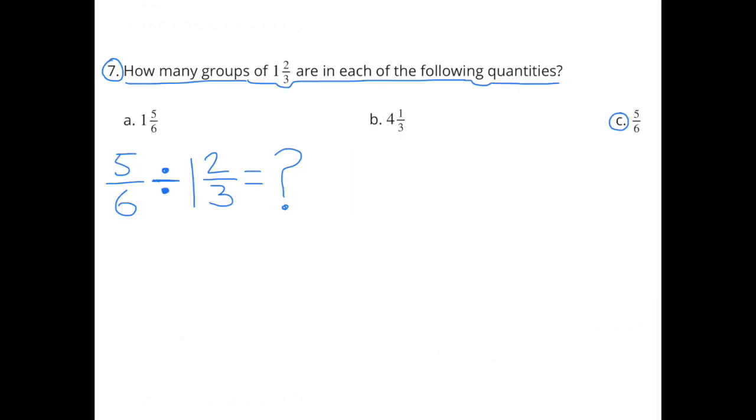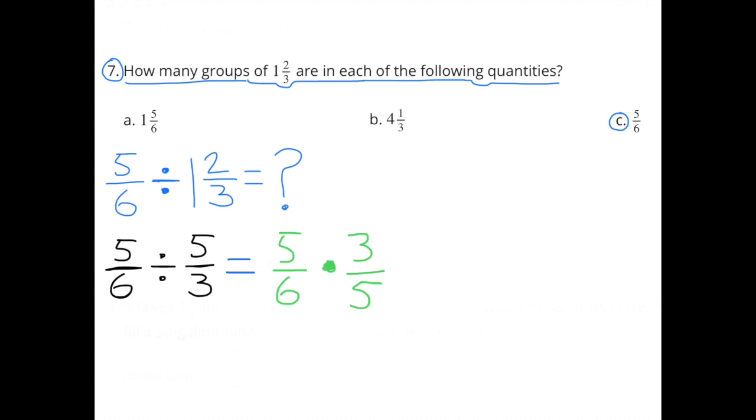C. How many groups of 1 2/3 are in 5/6? 5/6 divided by 1 2/3 equals what number? That could be rewritten as 5/6 divided by 5/3, which is the same as 5/6 times 3/5.